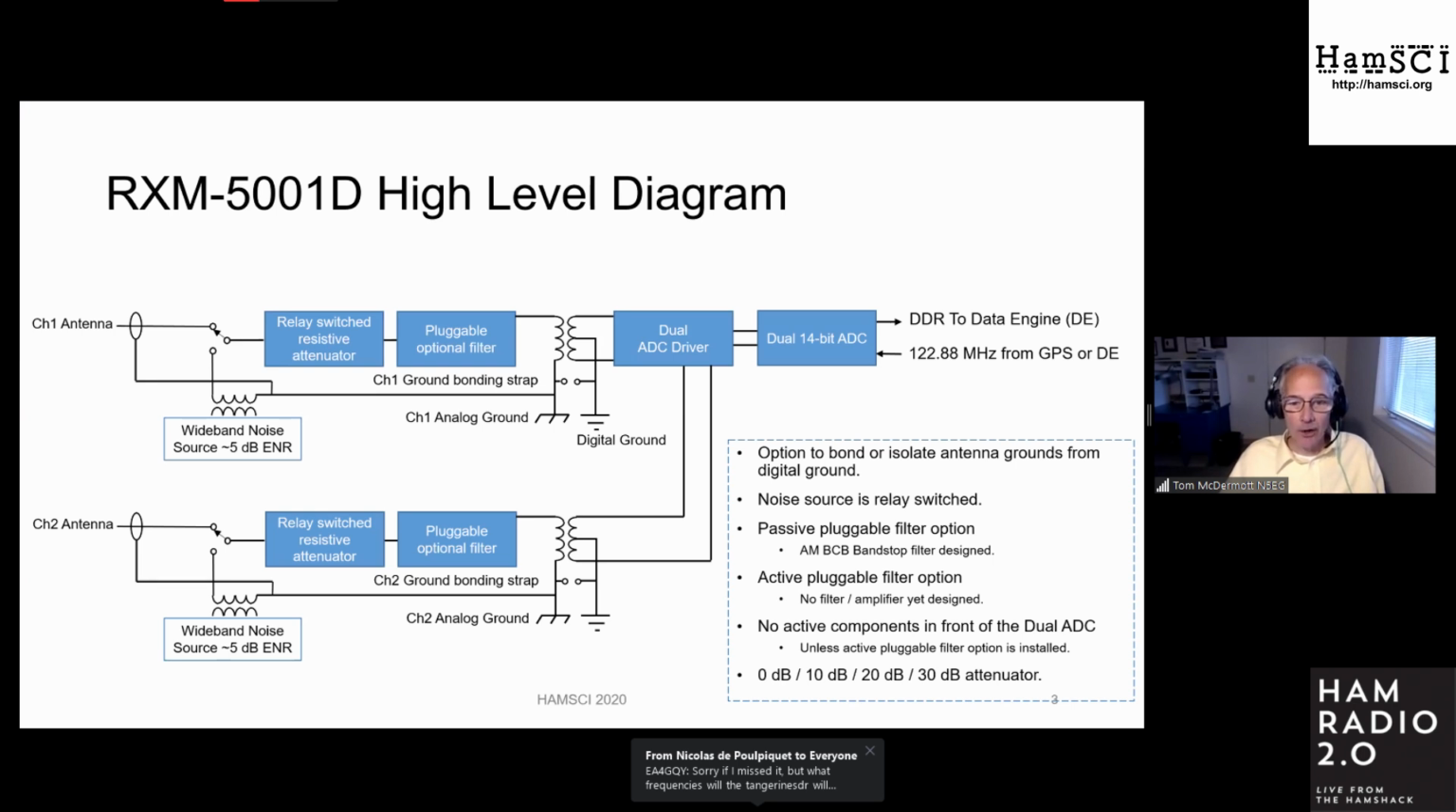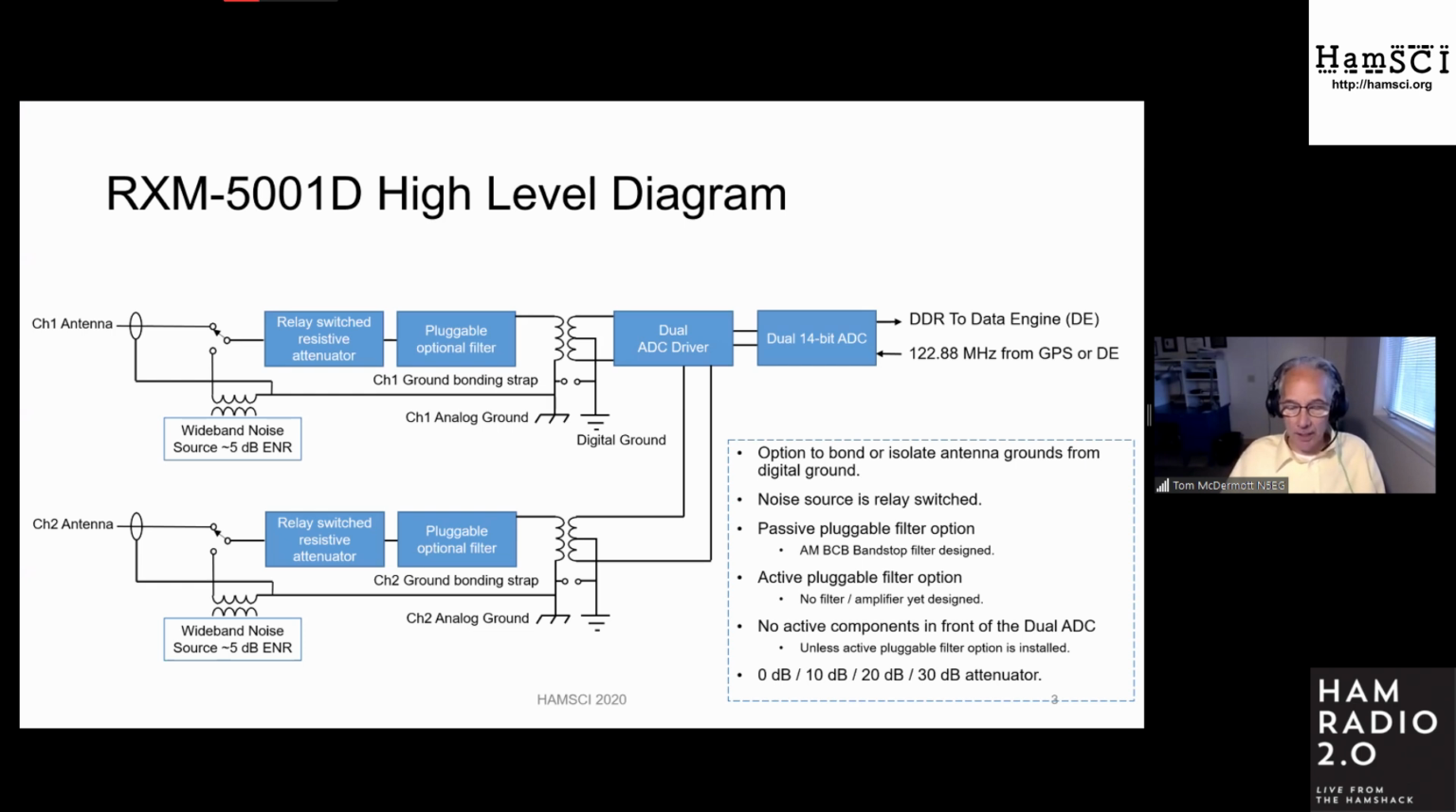The entire RF section is isolated in ground from the digital and from the system ground. And there is a bonding strap, which is shown here in the center, where if you choose, you can bond channel 1 analog ground to the digital ground, and the same thing on channel 2. If that ground is not bonded, then the channel 1 analog ground will float with respect to the system ground.